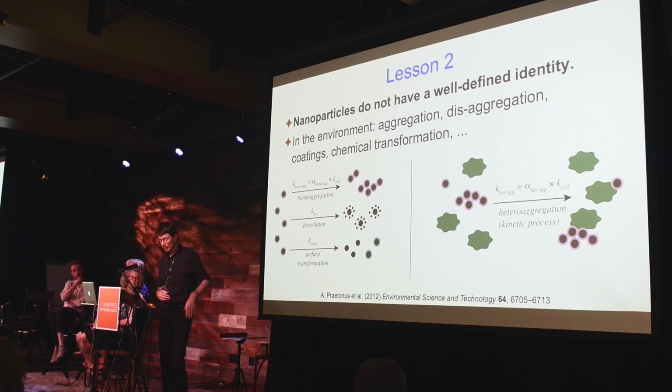On the right, you can see that they stick easily to other particles, to bigger particles that are present in the environment, and then that changes their behavior because they now are carried around, moved around with the bigger particles. So many things happen and change, and it's very dynamic, and it's very difficult to characterize and to identify what is the relevant nanoform of a nanoparticle that we have to actually risk assess.